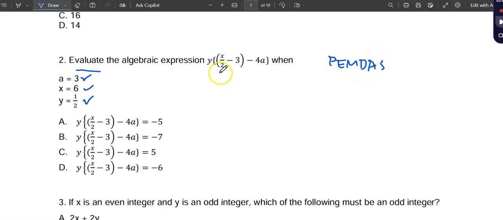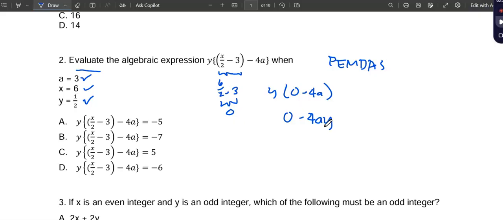So we are going to do first the inner part. We know that 6 equals x, right? So we have 6 over 2 minus 3. And this gives you 0. So meaning to say, this is now 0. So when you write this, you have 0 minus 4a. And when you distribute the y, you have 0 minus 4ay.